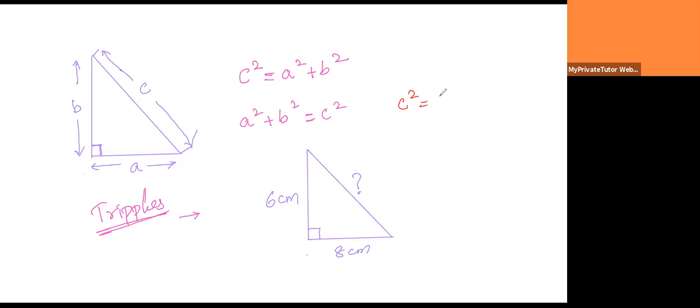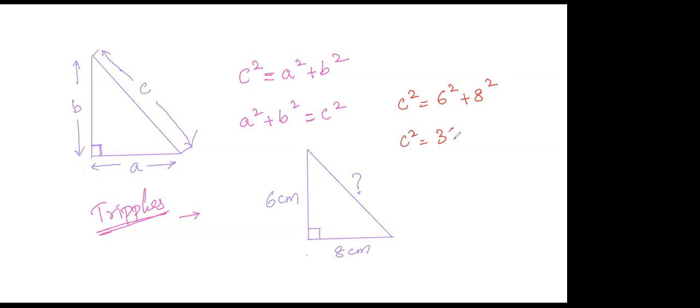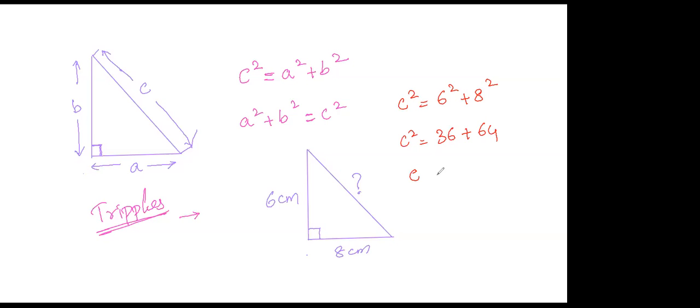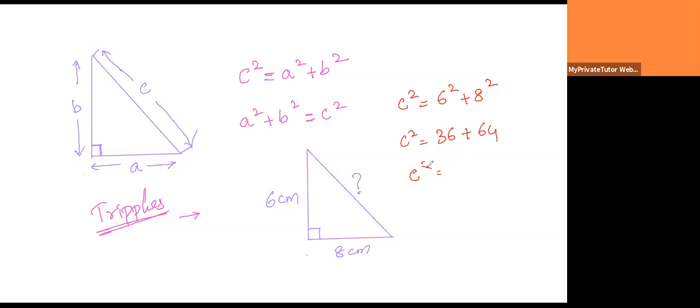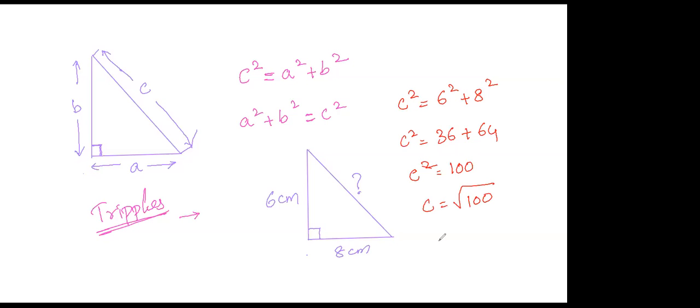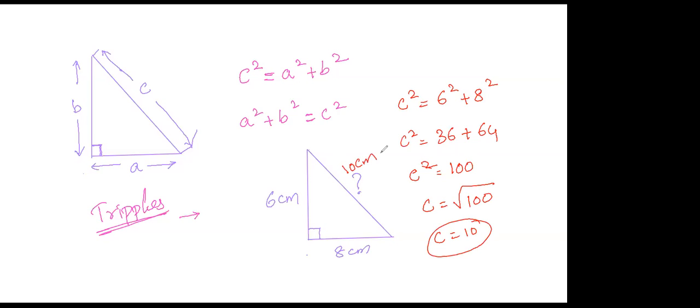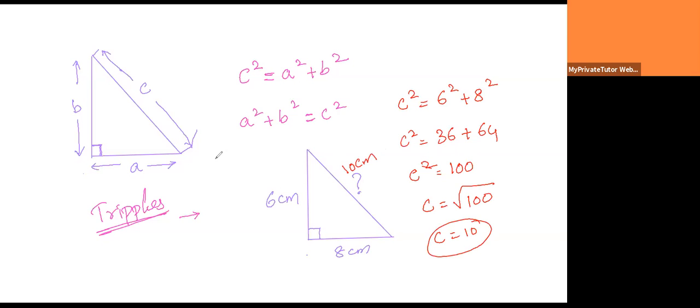So C square equals 6 square plus 8 square. 36 plus 64, C square equals 100. So C square equals 100, and what is C? The square root of 100, and 10 is the answer. Exactly. So we need to say 10 centimeters is the length of the hypotenuse. Yes, Ramo, you're right, and Muhammad as well. I hope everyone understands now. So this is how we need to calculate.